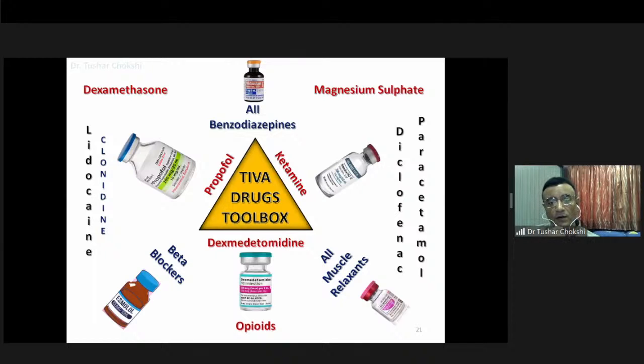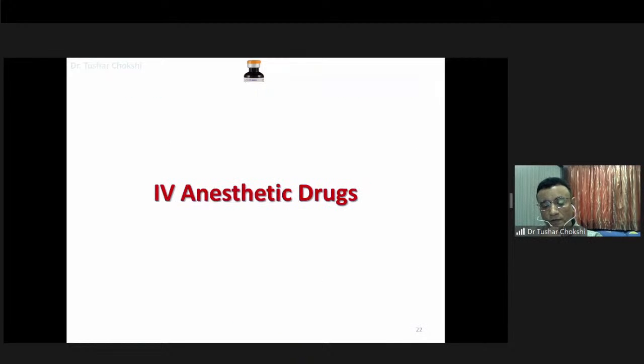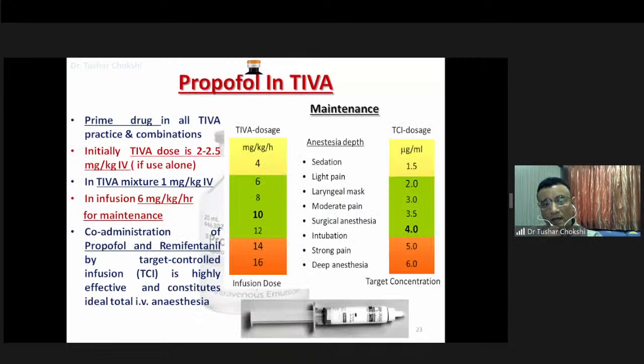So these are the TIVA tool drugs box, which I put in my OT and even outside OT. That is all benzodiazepine, propofol, ketamine, dexmedetomidine, dexamethasone, magnesium sulfate, all muscle relaxants, opioids, lidocaine, clonidine, diclofenac, and paracetamol. Almost all these drugs are available in any practice of my OT, even outside OT, and any situation when I am giving anesthesia. So which are the IV anesthetic drugs?